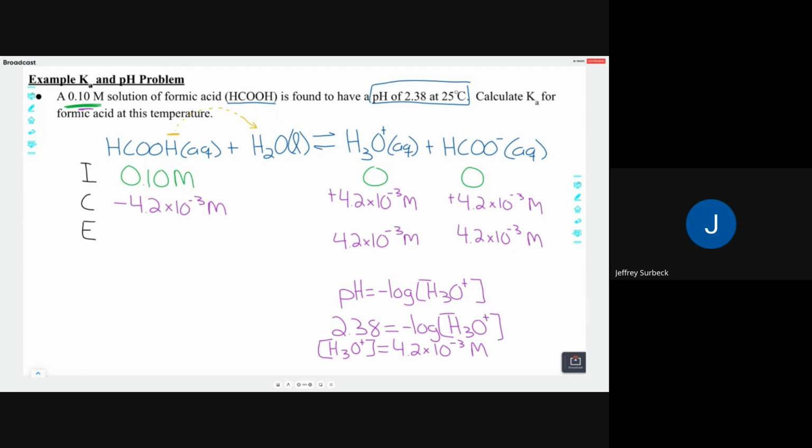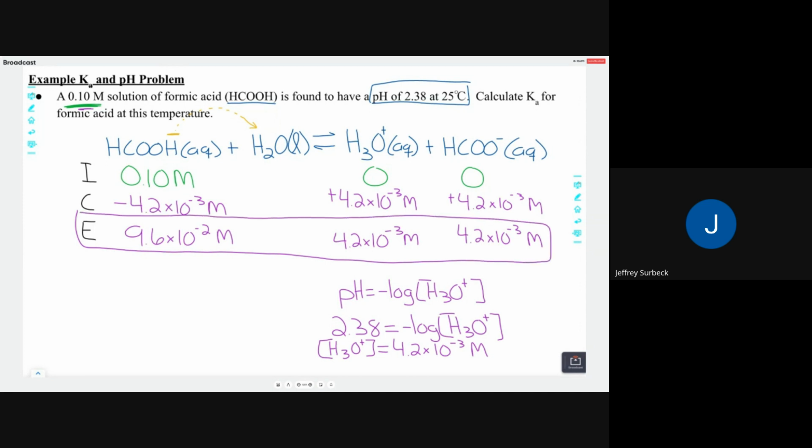I'm going to keep that 2 sig fig train going here. In my calculator, I get 9.58 times 10 to the negative second. 2 sig figs would get us 9.6 times 10 to the negative second M. All right, now we're in the driver's seat here because we have values, we have numbers all at equilibrium, okay?